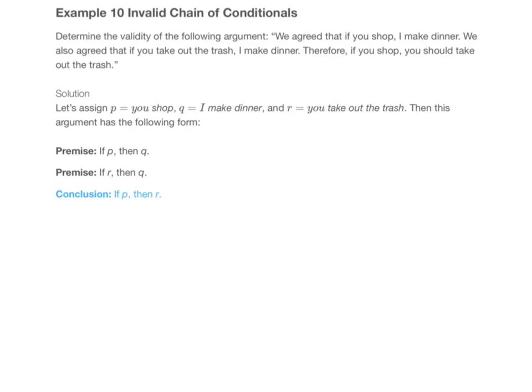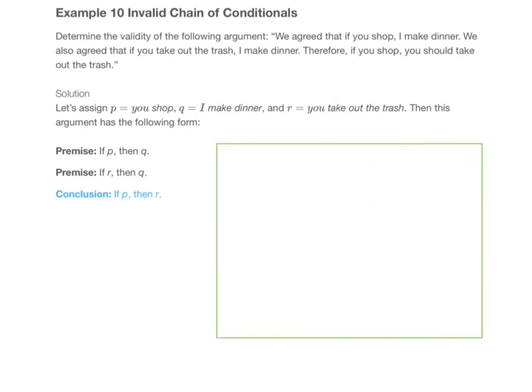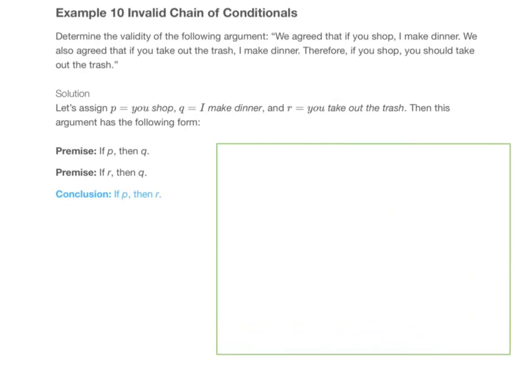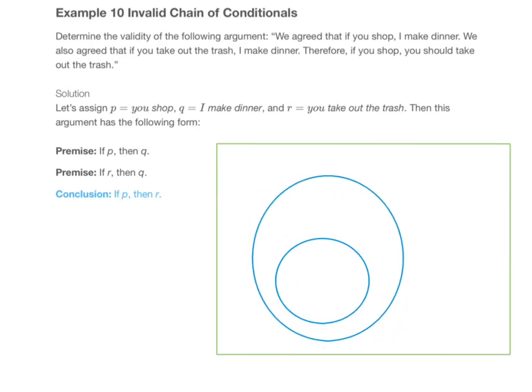So let's choose some letters here. P can be you shop, Q can be I make dinner, and R can be you take out the trash. And then we've got this if-then form. We have if P then Q, if R then Q, and then can we conclude that if P then R? So same thing with a Venn diagram. And you may actually already hear that this is not valid. All right, so let's start out with if P then Q. So we have P is a subset within Q.